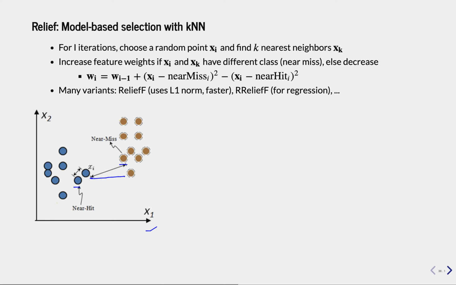Initially the feature weight is 0, and then the next feature weight is the previous weight plus or minus the near miss distance, squared, because it's going to be both ways. So every time we have a point in the other class and it's far away, this contributes to the weight of the feature. If we have a neighbor that is the same class, then we subtract that.